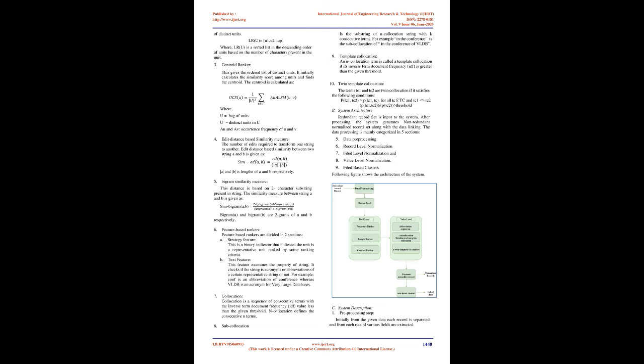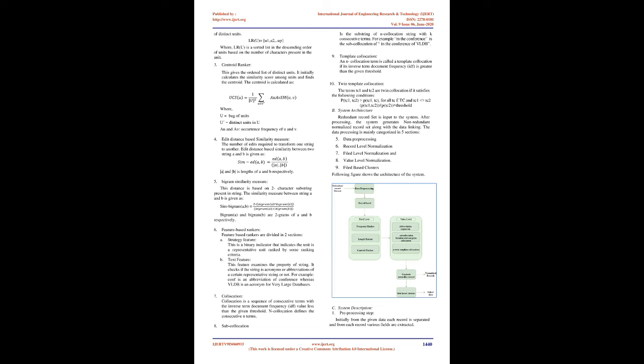6. Feature-based rankers. Feature-based rankers are divided into two sections. A. Strategy feature. This is a binary indicator that indicates the unit is a representative unit ranked by some ranking criteria. B. Text feature. This feature examines the property of the string. It checks if the string is an acronym or abbreviation of a certain representative string or not. For example, CONF is an abbreviation of conference, whereas VLDB is an acronym for Very Large Databases.